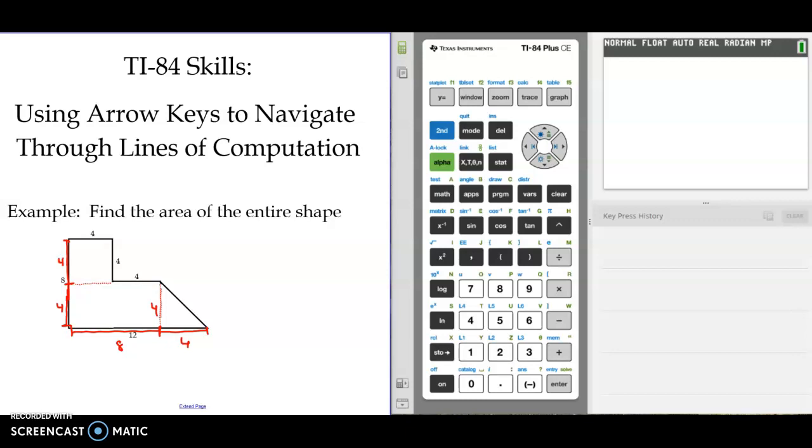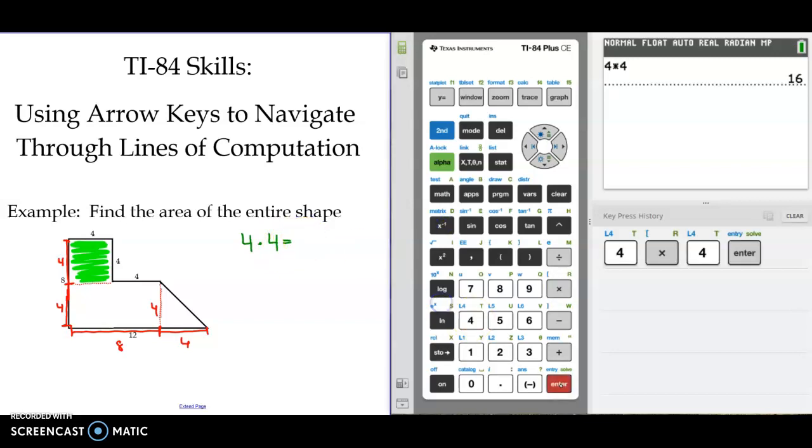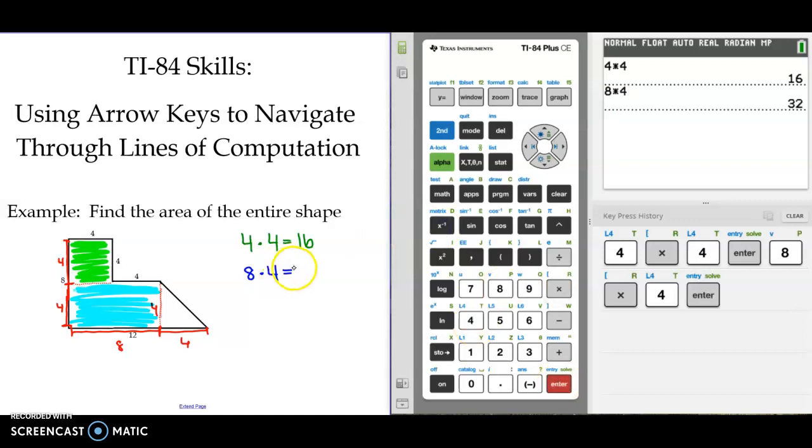Now the first one is this square up on top. This is a 4 by 4 square, so I'm going to find the area by multiplying 4 times 4. And my calculator can help with that, even though probably I know how to do that in my head. I'll just go ahead and store those numbers in my calculator so I don't forget. The next one is this rectangle. This is an 8 by 4 rectangle. So to find that area, I'm going to multiply those two numbers together. I get 32 that time.